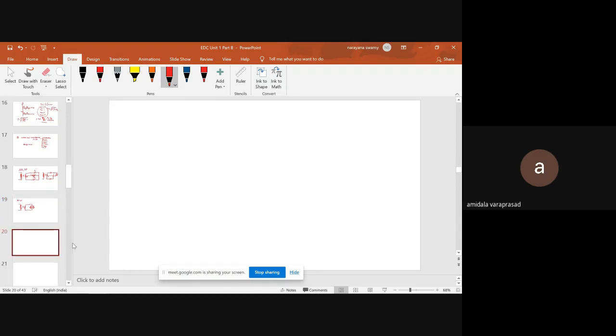Okay, now filters. Filters are used to avoid ripples in the output of the rectifier. I will explain the circuits. There are four types of filters we are having, and I will explain the circuits and how to write direct answers.